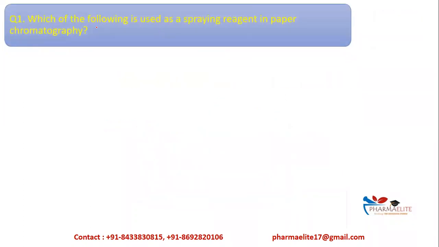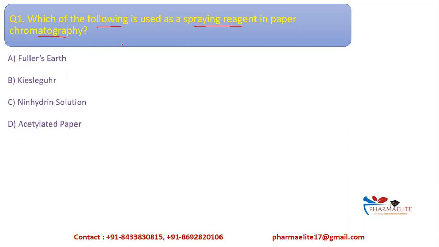The first question: which of the following is used as a spraying reagent in paper chromatography? Let us have a look at the options. Option A, Fuller's earth; B, Kieselguhr; C, ninhydrin solution; D, acetylated paper. Now what we are asked is the spraying reagent.